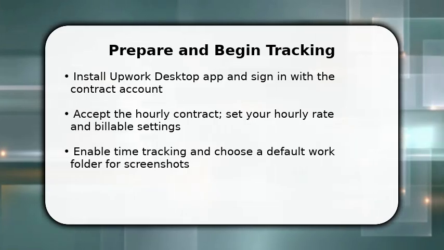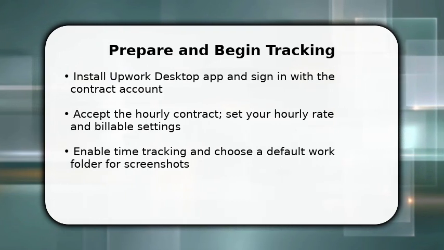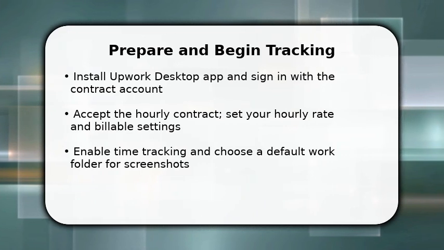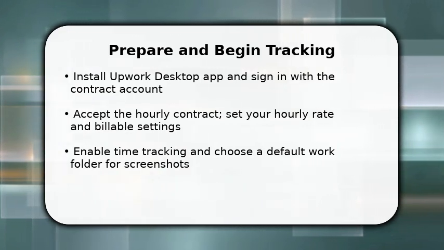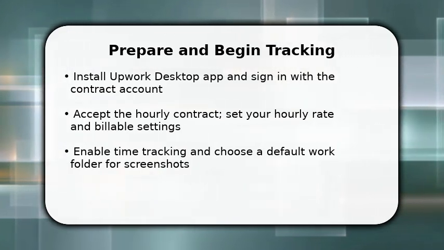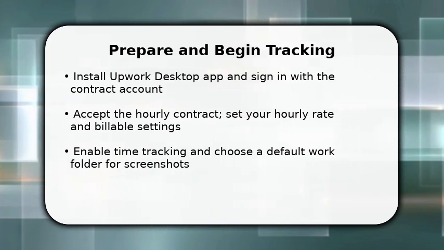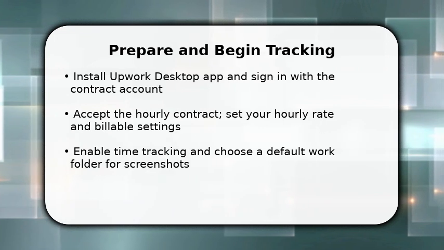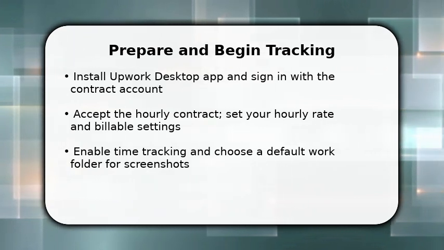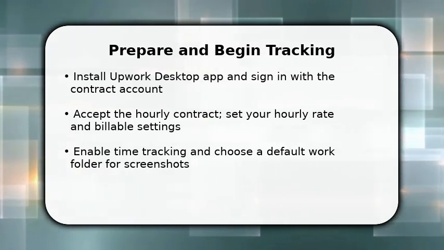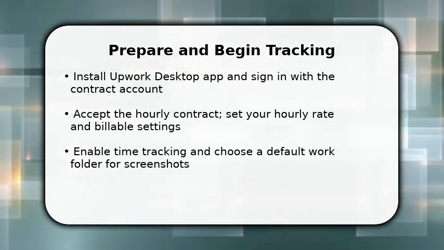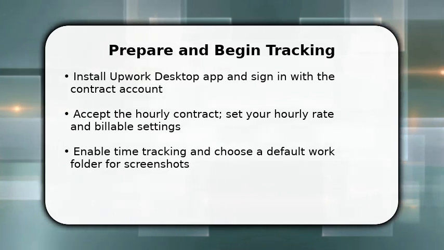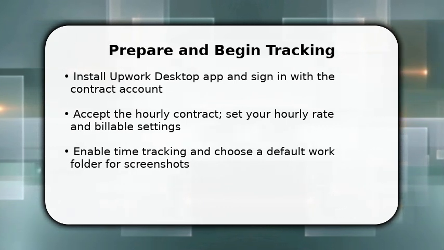You start by confirming the essentials so tracking works reliably. Install the Upwork desktop app and sign into the account tied to the hourly contract. Once done, accept the contract and set your hourly rate. Make sure time tracking is enabled and pick a consistent work folder so screenshots are captured correctly. Also verify your billing settings and choose the correct project. This prevents misapplied hours. These first steps make the rest of the process smooth and auditable.